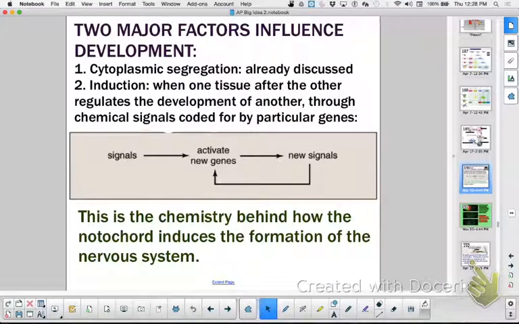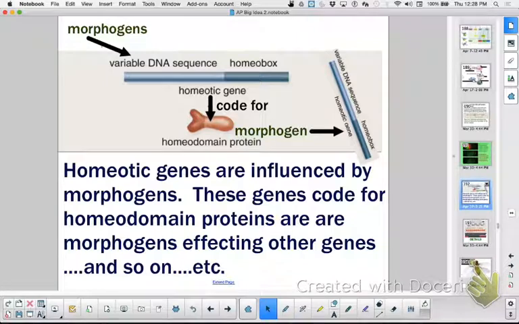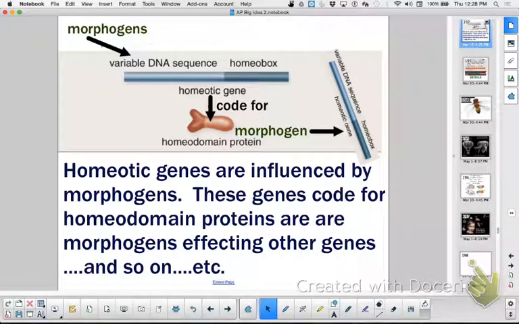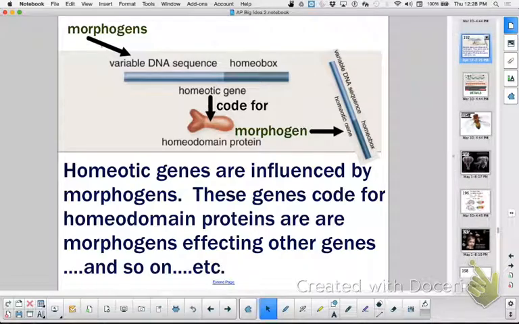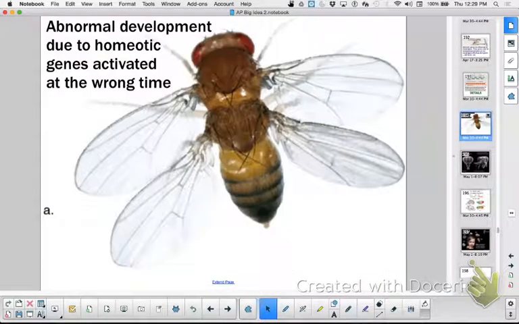Okay, we good? So one tissue influences another tissue in its development, and we talked about what's getting released, like things like segmentation, and morphogenesis is the emergence of new tissues. Morphogens are proteins in a gradient for segmentation, and we talked about transcription factors. I think we hit that. Homeotic genes are coding for proteins, and those proteins are probably going to be transcription factors that are controlling the next set of genes that needs to be turned on.